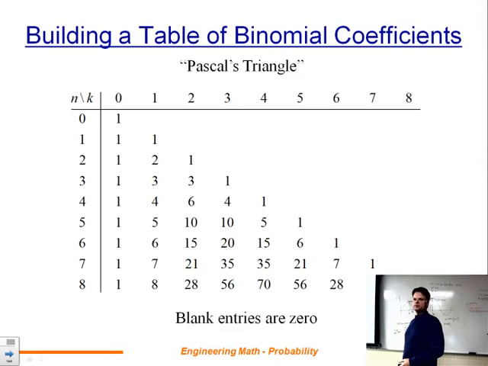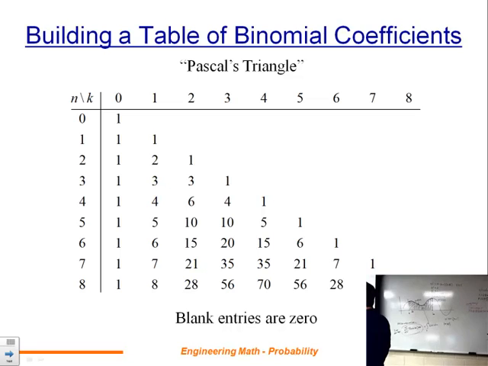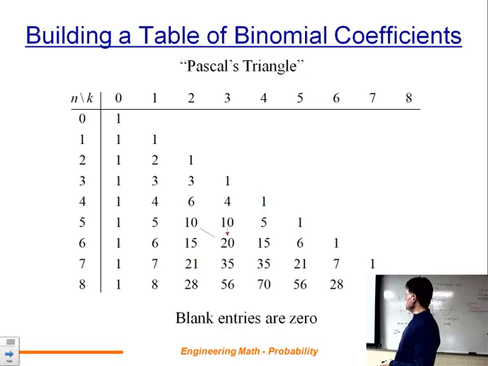You can calculate these numbers fairly quickly. You can plug in the factorials, but sometimes the factorials get kind of large. For small values of n and k, you can build a table of binomial coefficients very quickly. This is called Pascal's triangle. The rows are indexed by n, and the columns are indexed by k. We assume that k is between 0 and n, so this part of the table is just blank. So it's just this triangle here. And here's how you get the entries of the triangle.